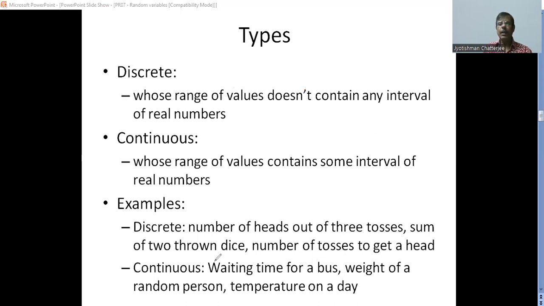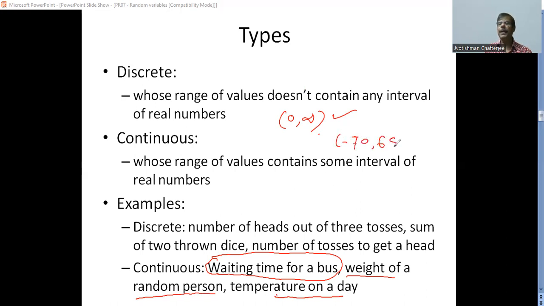Now, what happens about the waiting time for a bus? The set of possible values here is 0 to infinity. So it contains an interval. That's why it is continuous. Similarly, weight of a randomly selected person, that is also continuous. Temperature on a day, we had kept minus 70 to 65. This is also an interval. So all these examples are of type continuous.